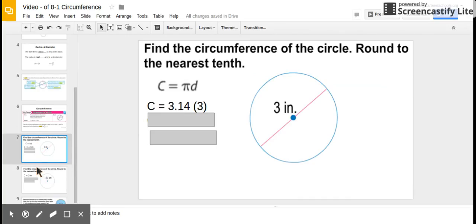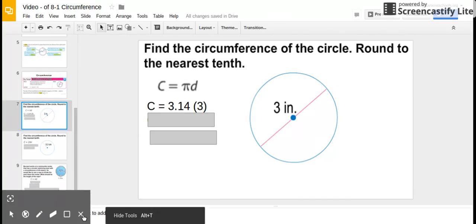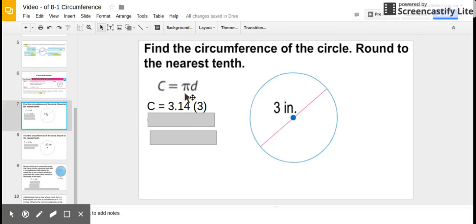All right, find the circumference, round to the nearest tenth. So circumference equals pi times diameter. For this video and for this class, we're going to use 3.14 for pi, okay? I'm aware there's a pi button on a lot of your calculators, but just to keep everything consistent, we're going to use 3.14 for pi, okay?